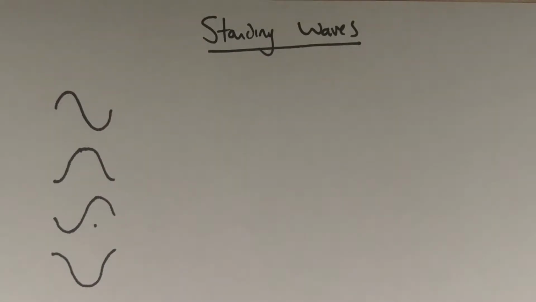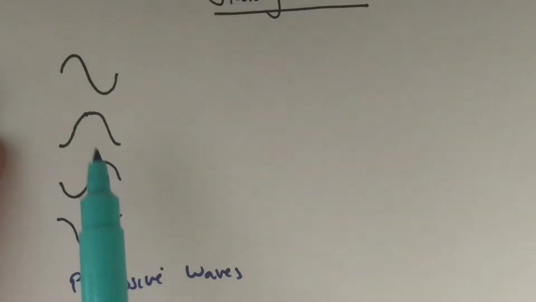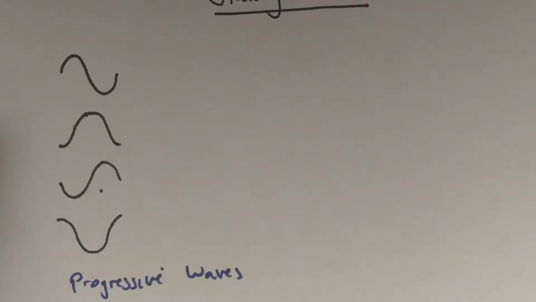Before we can look at standing waves, we need to know what causes them and what produces them. And that is, very simply, a progressive wave. So I've sketched four parts of a cycle of a progressive wave. You've got your first one here, and then each one we progress on by a quarter of a cycle.